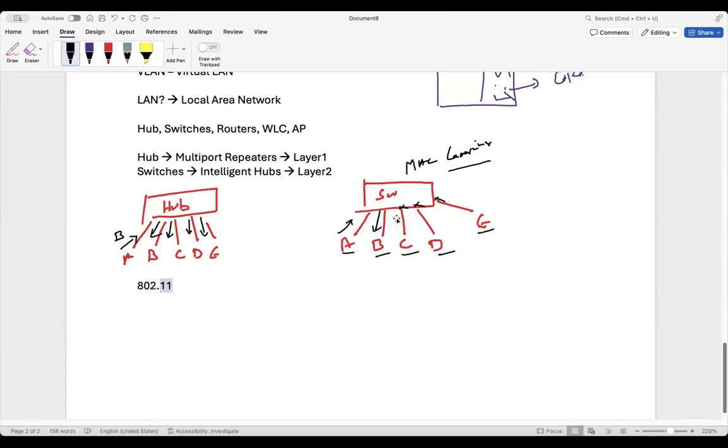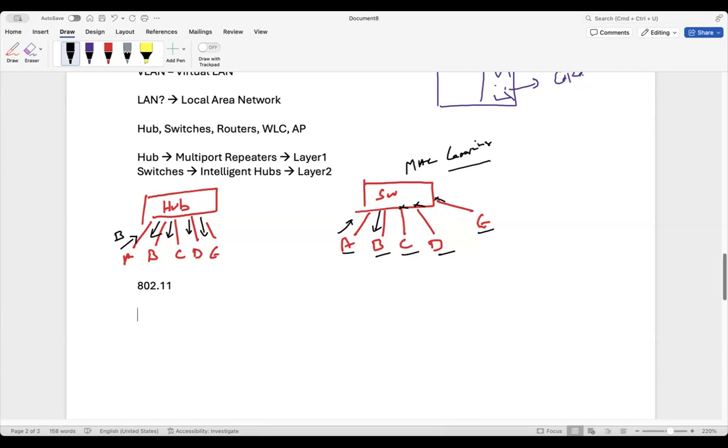So 11 is the working group formed under 802, which will be focusing only on wireless. There are so many working groups under the 802 project, and every working group is going to be responsible for certain activities related to a specific set of communication. Now, 802.11a, 11b, 11c, like that, there are so many standards. Whatever you see with 802.11 is related to wireless. A may be related to something else, B may be related to something else, C may be related to something else, but all of them are talking about wireless.